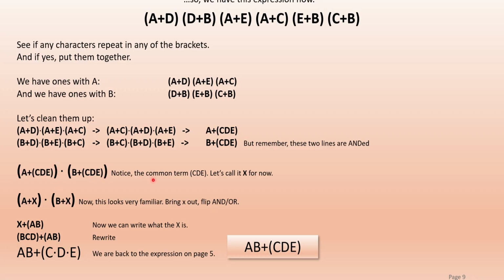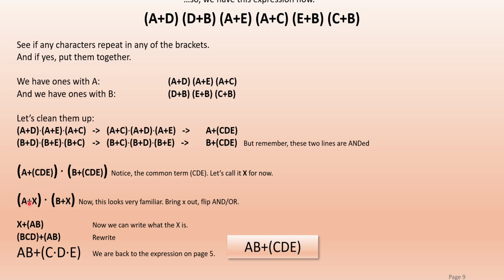Notice that there's one common term here, and the common term is CDE. So just so it looks simpler, we can come back to it, expanding it. We can just call that X, or whatever letter you want to call it. So now we can make things look simpler, and we get A or X and B or X. Now this looks very familiar. Bring the X in front of the bracket, one common bracket, bring the X out of there, flip the ands and ors.